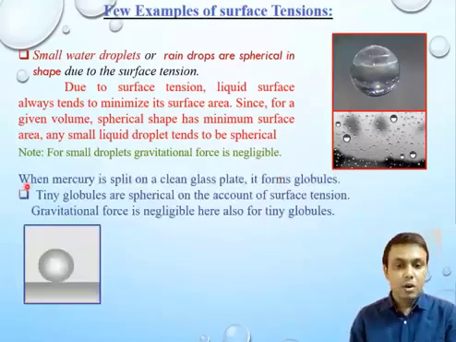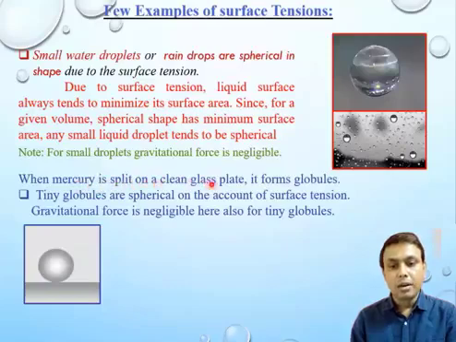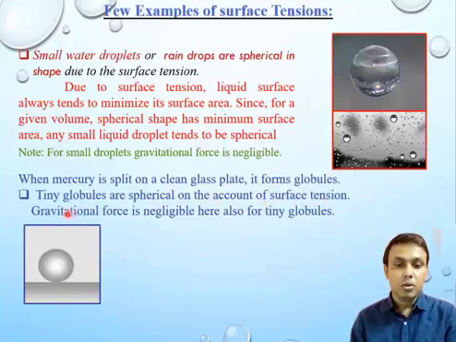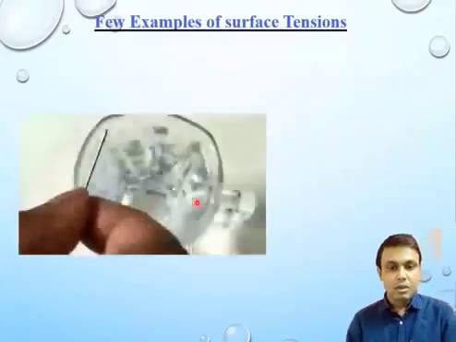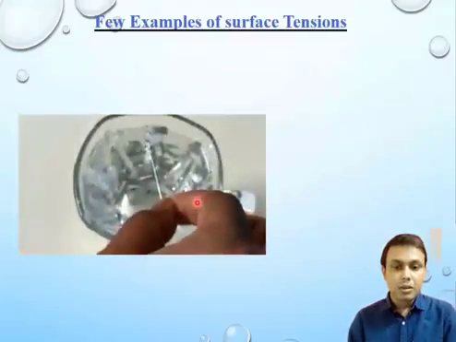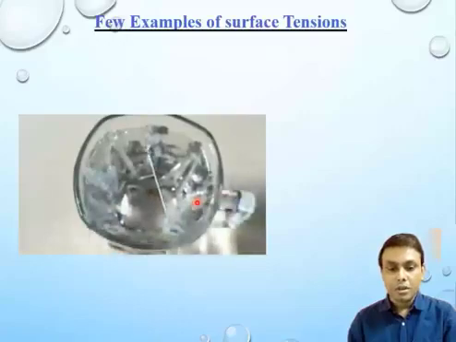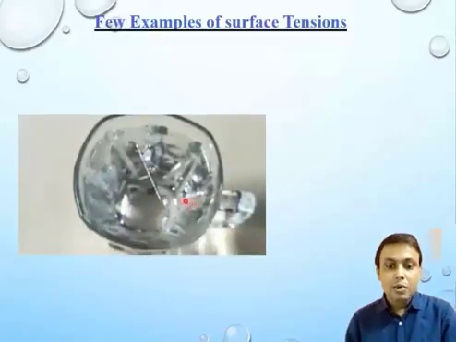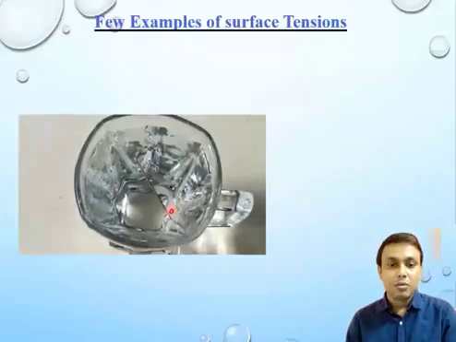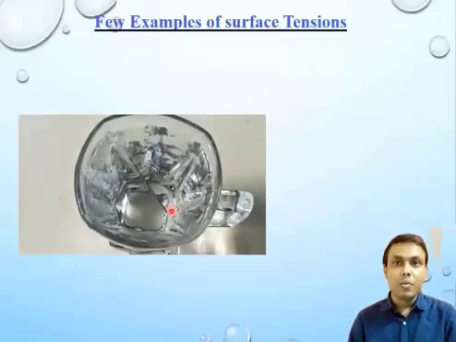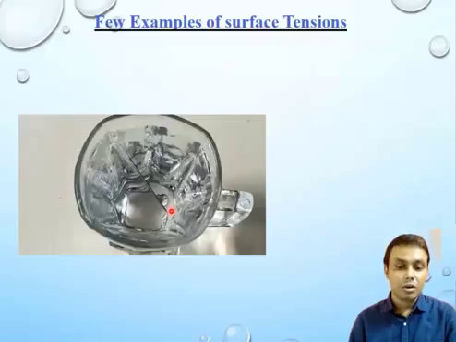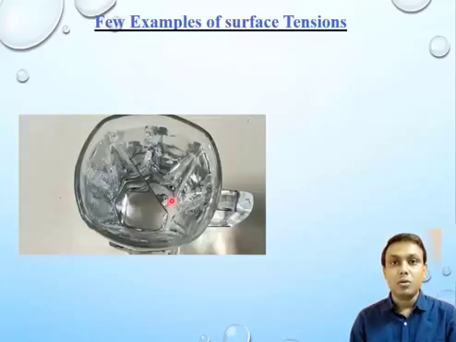Now another example, when mercury is placed on a clean glass plate, it forms globules. Why? This is also due to surface tension. Here also the gravitational force is negligible. Next, you see this needle. I am keeping this needle on the water surface, and interestingly, it is floating on the surface of water. Now, you know that normally the material of the needle is heavier than water. In spite of that, it is floating on the water surface. This is also due to surface tension.